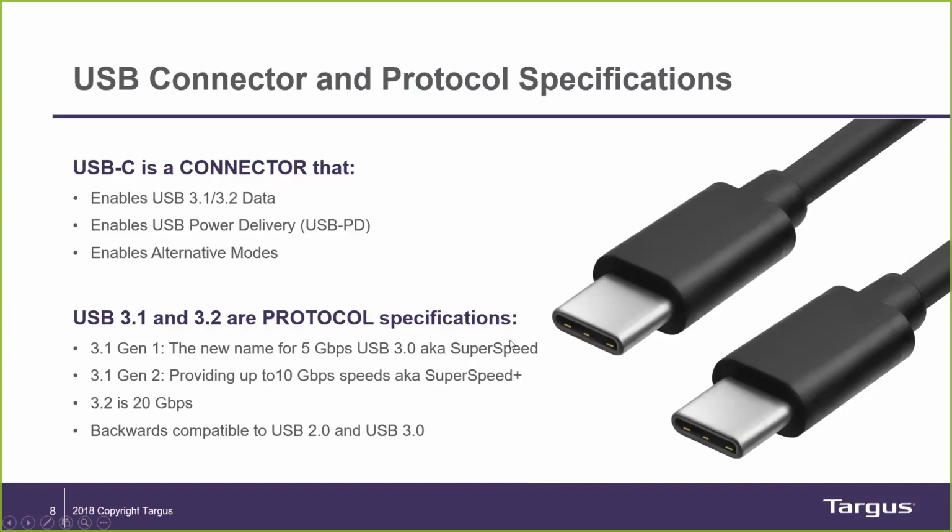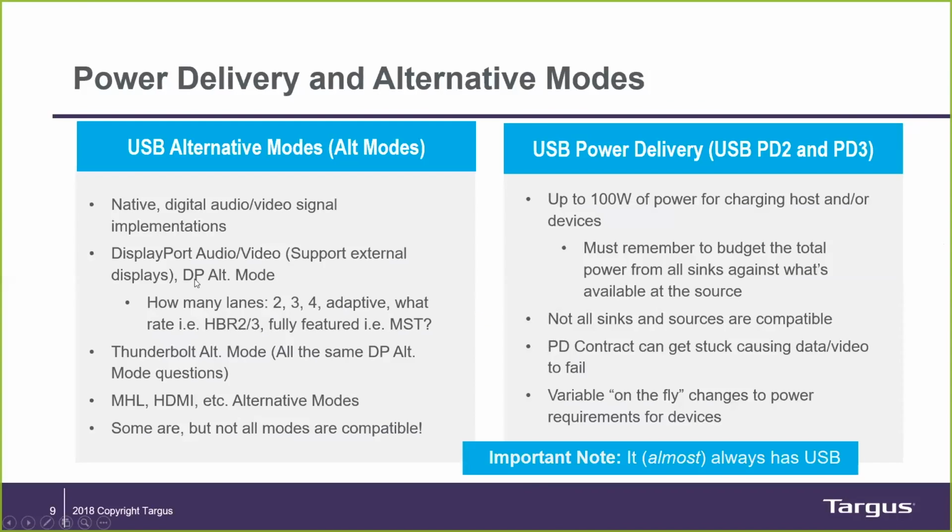All right. It can have 3.1 data, and as I showed here, it can even be 3.2 or one of the other alternate modes or something like that. It can have power delivery. So it enables all of these things, but it doesn't necessarily have all of these things, and that's what I'm going to try to talk about going through this presentation. As I mentioned earlier, the alternate modes, probably the most confusing.